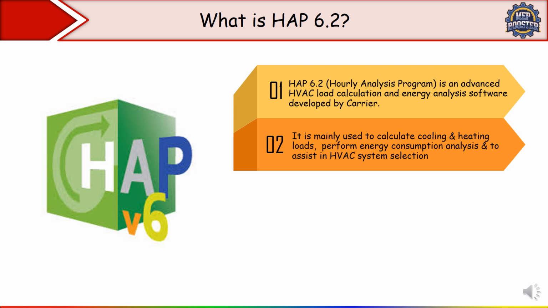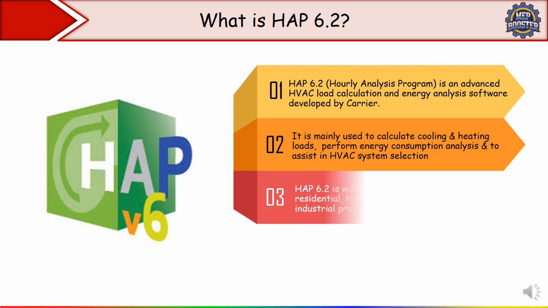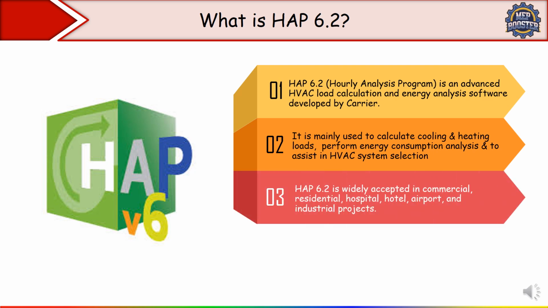Okay, it is used by HVAC designers, MEP consultants and energy modelers to accurately calculate cooling load, heating load, HVAC system capacity, annual energy consumption, energy cost and compliance with ASHRAE standards. Okay, so HAP 6.2 is widely accepted in commercial, residential, hospitals, hotel, airport and industrial projects. Got it?